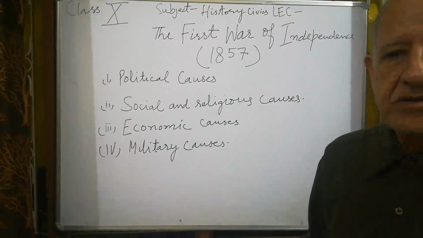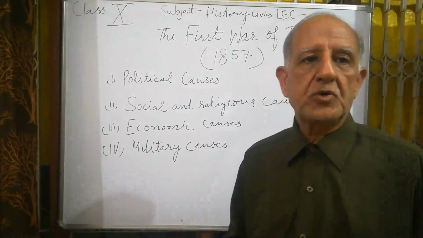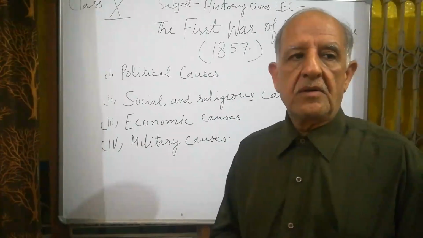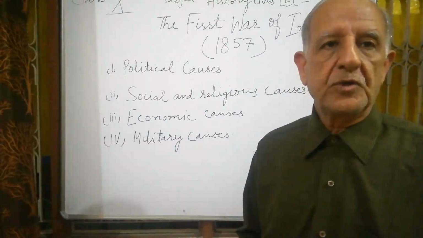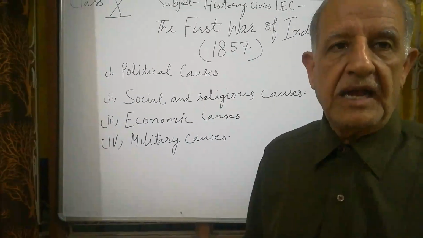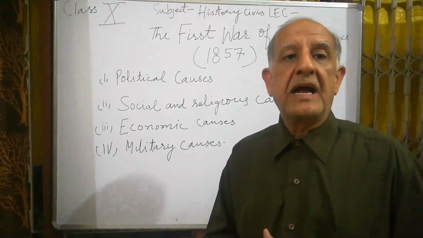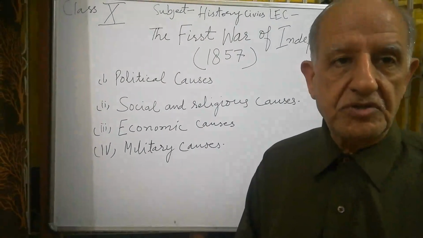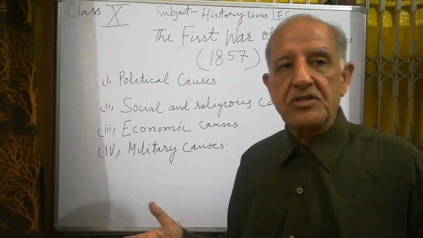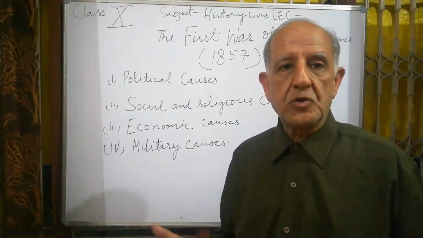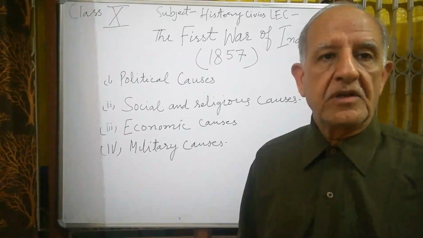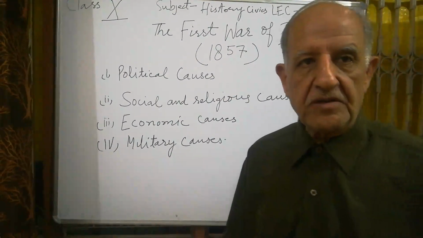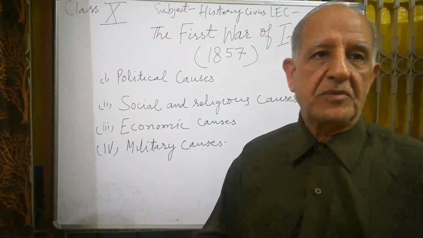The British made all these social customs illegal, but the people at that time could not understand, and they began to feel that the British were attacking their social customs and traditions, and destroying the social and the religious structure of India. As a result of it, the people became enemies of the British.